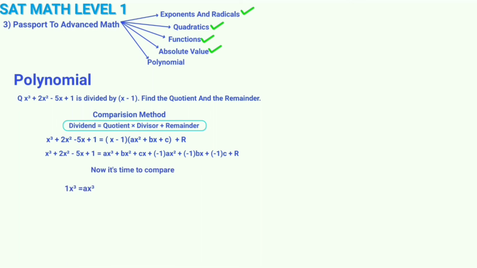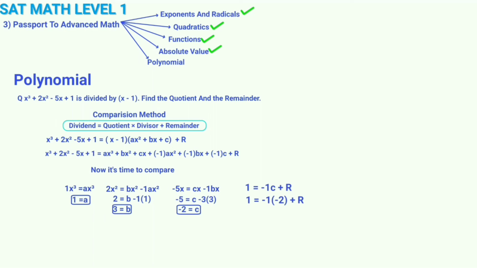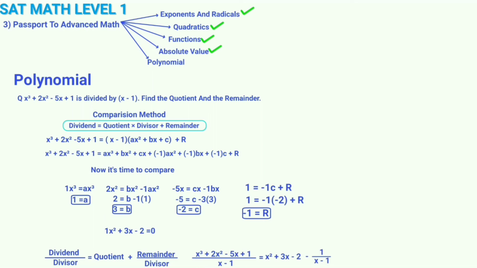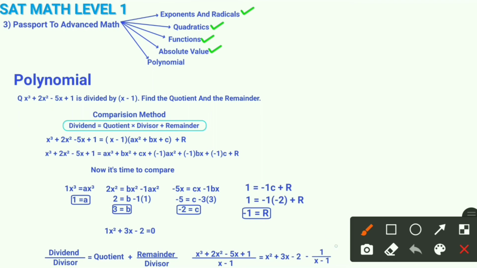And then after that we're going to compare it. Now it's time to compare, and then we get the values. Minus 2 is equal to C. Okay, then we also get the remainder. Okay, this one is really important.